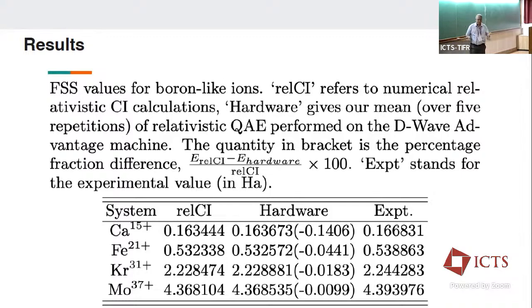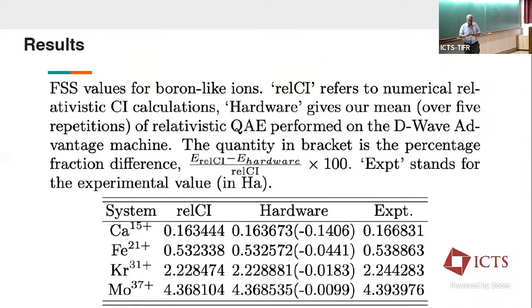Now let me contrast this with a gate-based computer that we've also done. The analogous algorithm to QAE is called the variational quantum eigensolver. We used that, and the accuracy that we got was about 20%.